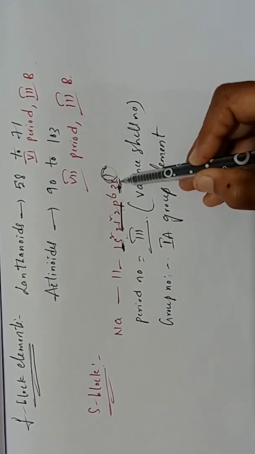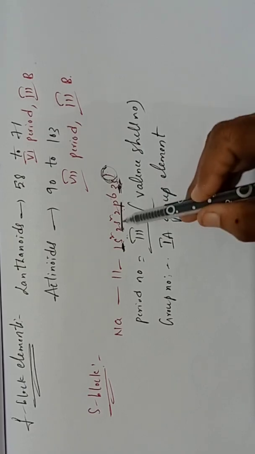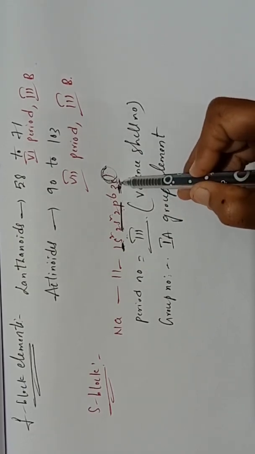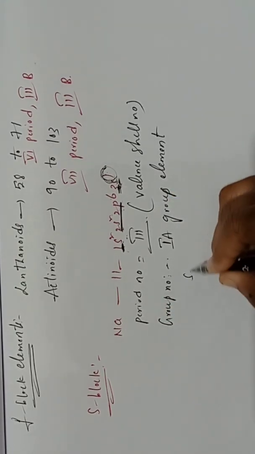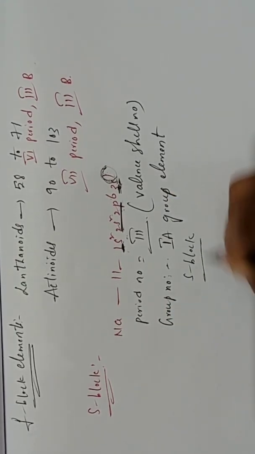Last electron enters into which orbital, students? S orbital. Last which orbital is there? S orbital in electronic configuration. So that's why it is an s block element. Clear this one? Okay, s block element.